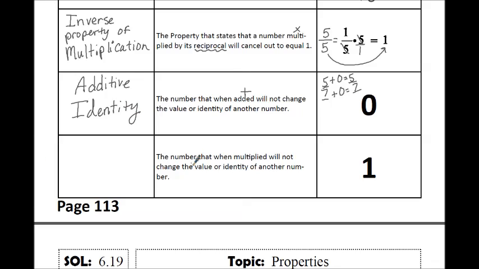So that is the additive identity. The number that, when multiplied, will not change the value or identity of another number is going to be 1. So 5 times 1 is 5. I did not change the identity of that 5 when I multiplied by 1. And 7 times 1 is 7. I did not change the identity of that 7 when I multiplied by 1. So when I'm multiplying and I don't change the identity, then the number 1 is called the multiplicative identity element, or the multiplicative identity.